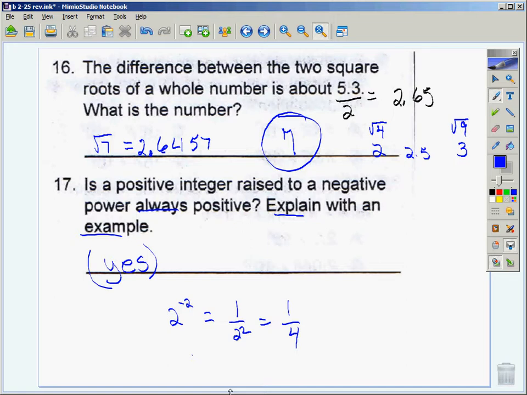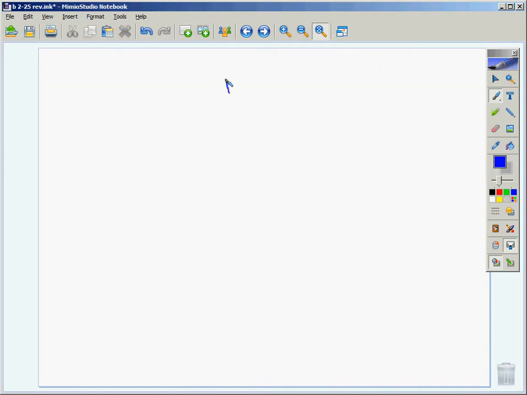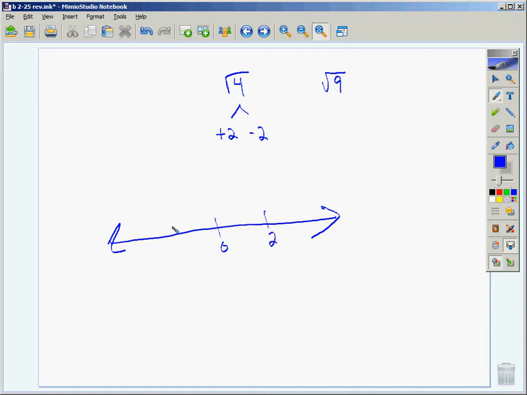Mark? I had one question about number 16 real quick. Okay. Why did you divide it by 2? Because when you're looking at a square root of a number, when we think about the square root of 4 or the square root of 9, right? It really produces two answers. It produces a positive 2, but it also produces what? Negative 2. And if I was looking at it on a graph, 2 would be here, negative 2 would be here.